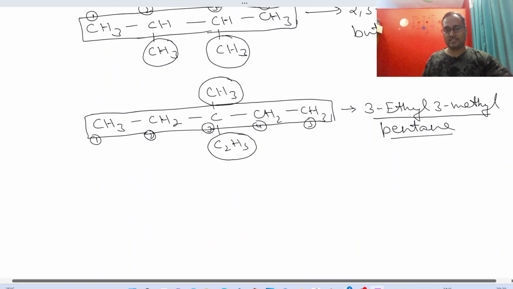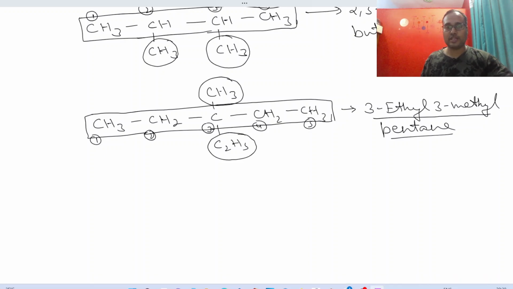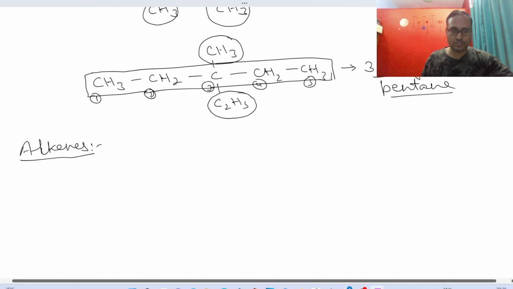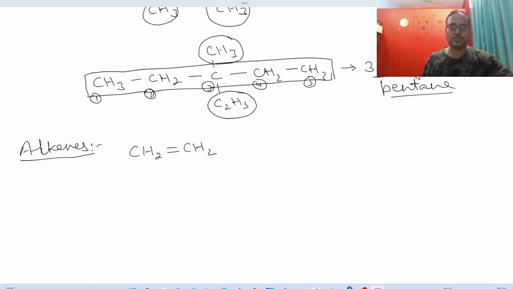But in class 11 we will study compounds with more complex nomenclature of alkanes. So let us take a look at the alkenes, having multiple bonds. The first compound of alkene starts with 2 carbon atoms, that is CH2 double bond CH2, and the name of this compound is written as eth for the 2 carbon atoms and ene for the double bond present between them, ethene.